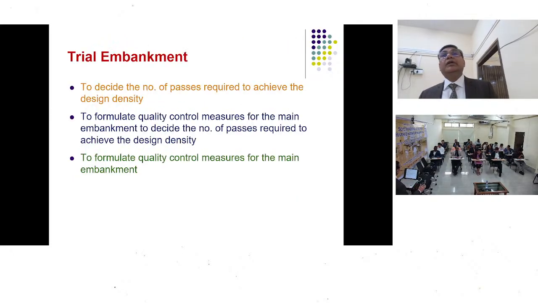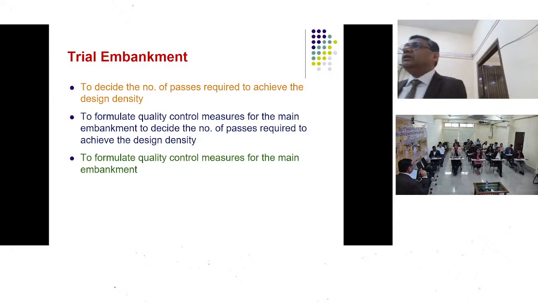Then we need to go in for trial embankment. Why trial embankment? Because through the trial embankment we'll be able to simulate the laboratory density in the field. In the laboratory you had a density by Proctor. Now finally the design is based on that Proctor density, and you have to achieve that Proctor density in the field. So how do we achieve? Two things we are going to fix. What should be the thickness of the layer and what should be the number of passes of the roller.